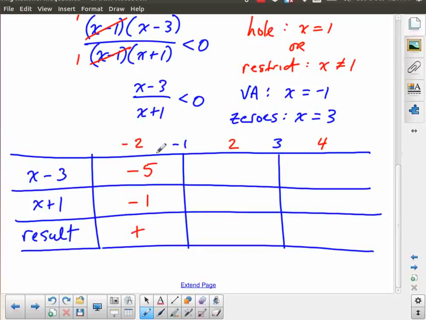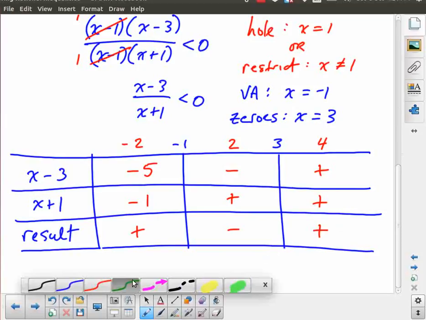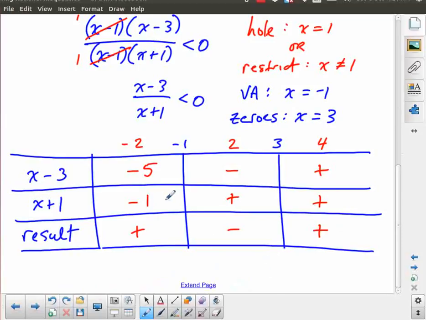So now when I put a 2 in here, 2 minus 3 is negative. 2 plus 1 is positive. The result is negative. And then finally, I put in 4 here. 4 minus 3 is positive. 4 plus 1 is also positive. My result is positive. Now, looking at those results, which ones pass, which ones fail?